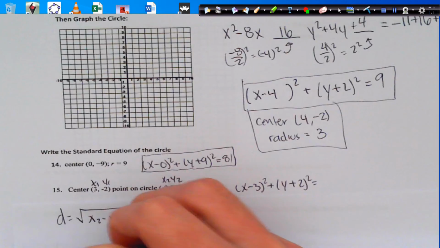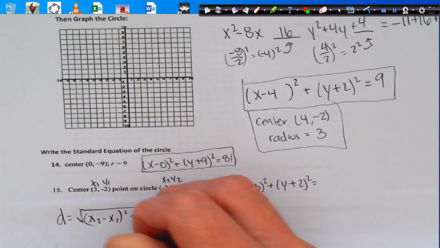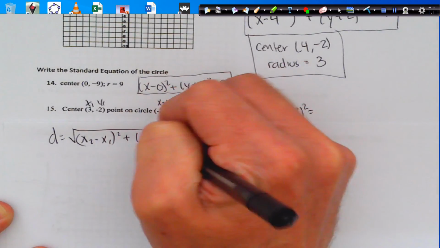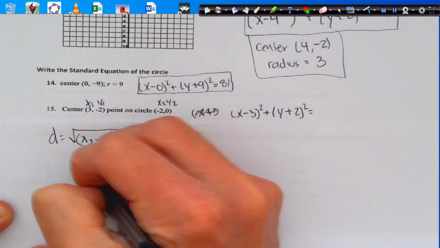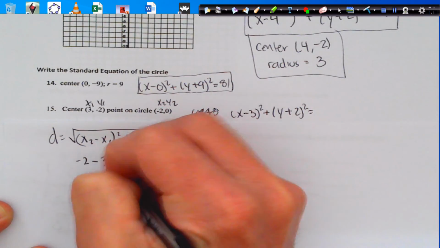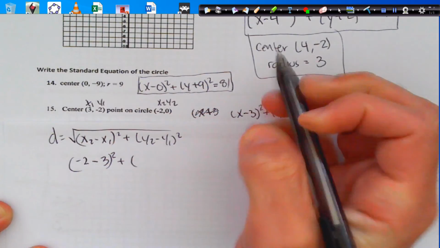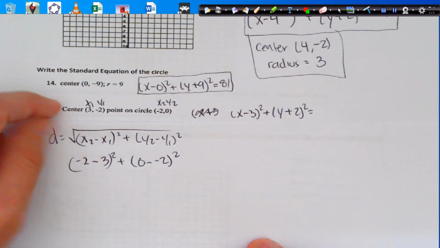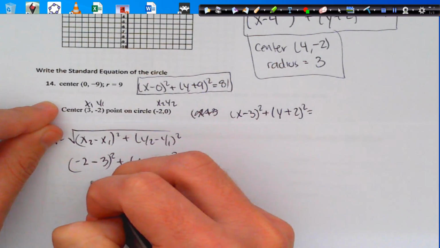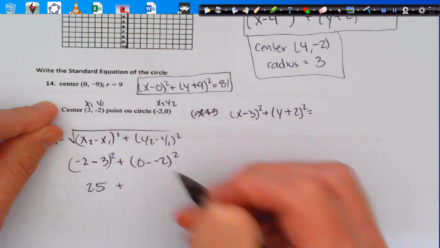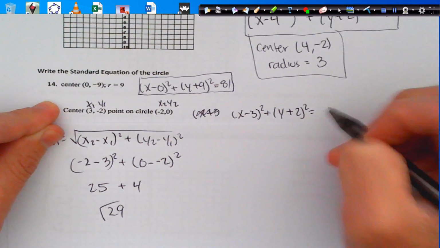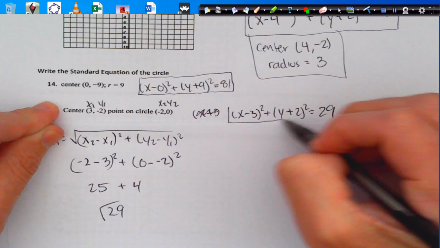(x2 - x1)² + (y2 - y1)². Okay, so we're going to do -2 - 3 plus 0 - (-2). So that's going to be (-5)², which is 25. That's going to be 2², which is 4. So we're going to get the square root of 29. Remember, we square it, so it's going to end up being just positive 29.